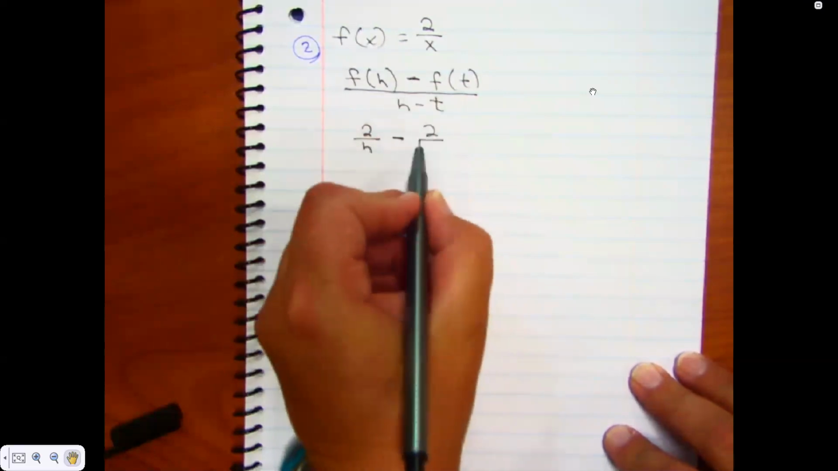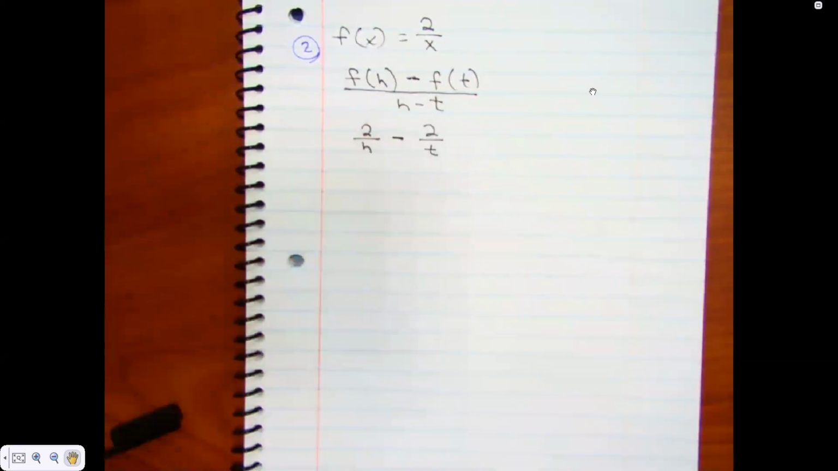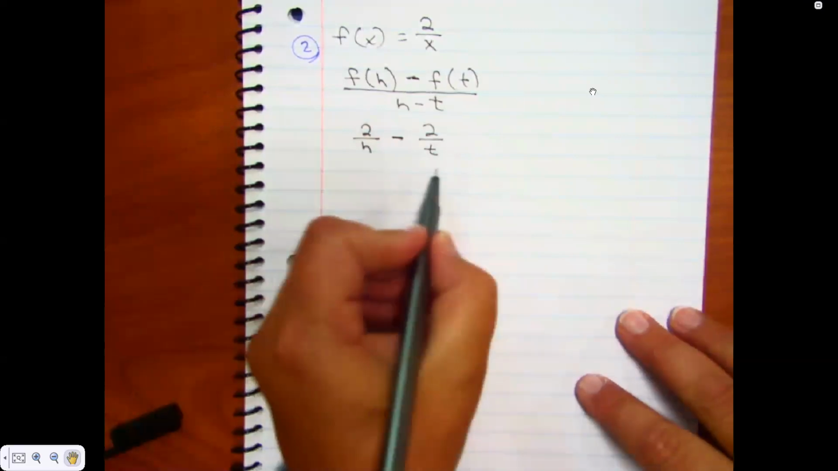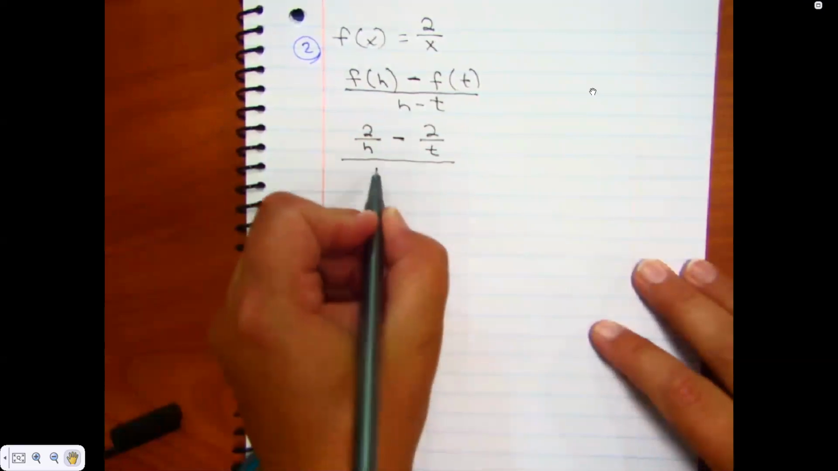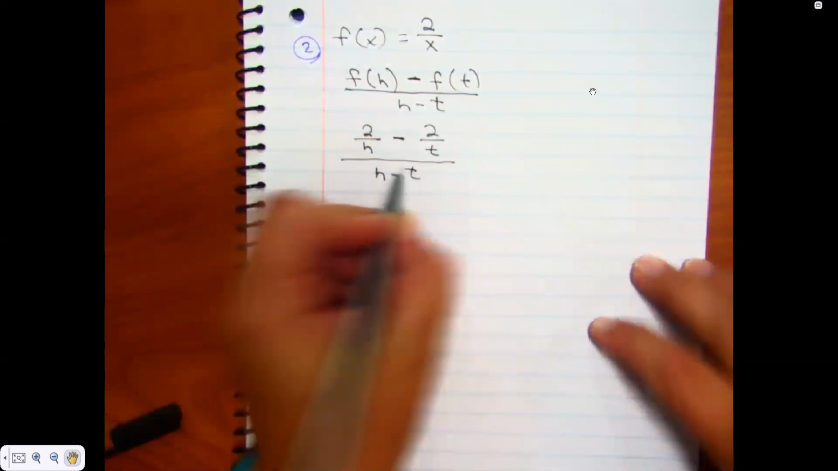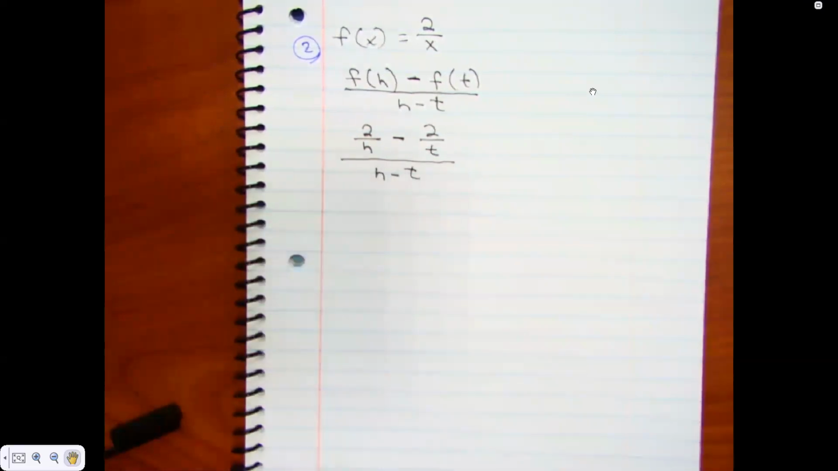And then 2 over t. Now we still have the denominator. What's the denominator? It doesn't tell us to go to the h, or it doesn't tell us to go to the f function. So we get to keep it, h minus t. So we're going to ignore that denominator.